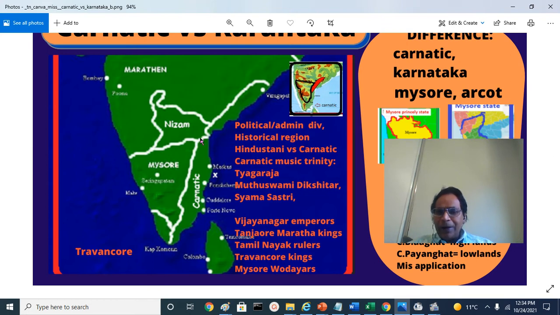When Aurangzeb conquered all these areas, he formed a Subah at Arcot, the Arcot Nawab, at the Palar river. Later, the British applied the term Carnatic to this, misapplied it, and called the Nawab of Arcot the Carnatic Nawab. So Karnataka kingdom or Karnataka Sultanate, Carnatic Nawab or Arcot Nawab are one and the same. There is also, you will hear, the term Mughal Carnatic and Maratha Carnatic.